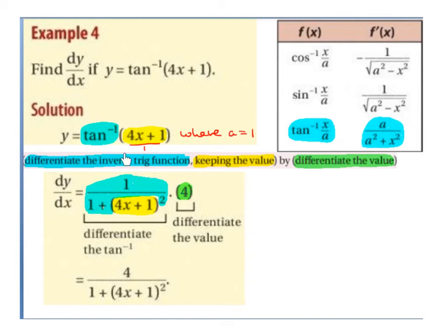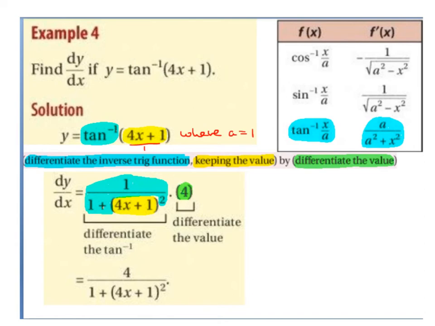So we differentiate the inverse function, so that's the blue part. And then we keep the value. So we keep the x, which in this case is 4x plus 1. And we multiply that by the derivative of the value. So the derivative of 4x plus 1 is 4. So this part here is how we differentiated the tan inverse. And the 4 here is how we differentiated the value. So then we just tidy up.